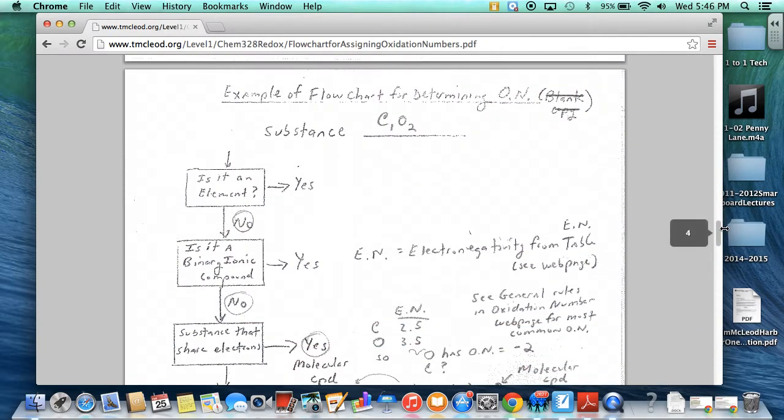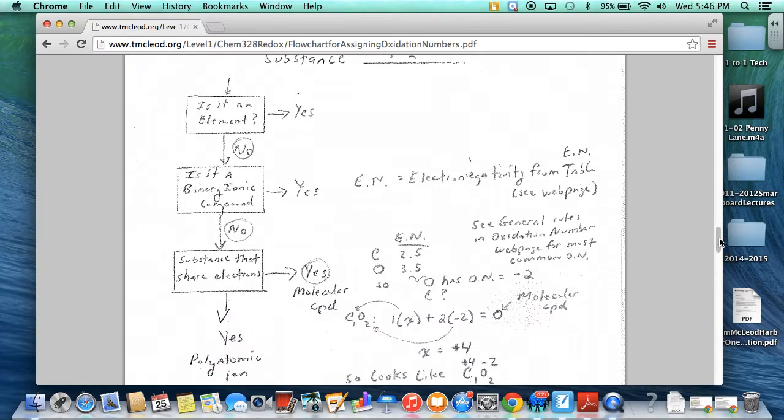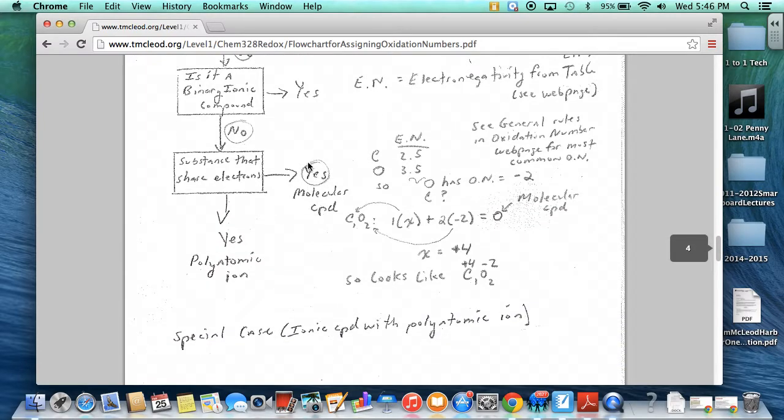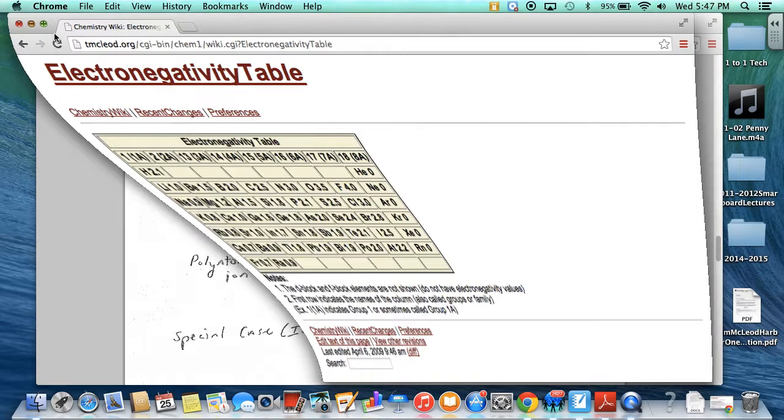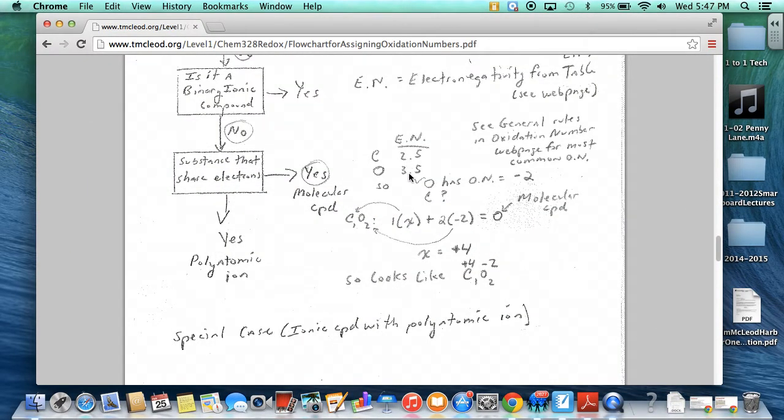Next one, CO2, which is a molecular compound. So it's not an element. It's not a binary ionic compound. It's a molecular compound. So you need to go to your carbon and oxygen. You need to go to your electronegativity table. Carbon 2.5, oxygen 3.5. Okay, that's how I got those numbers. You must always use the same electronegativity table, the one I give you. Okay?